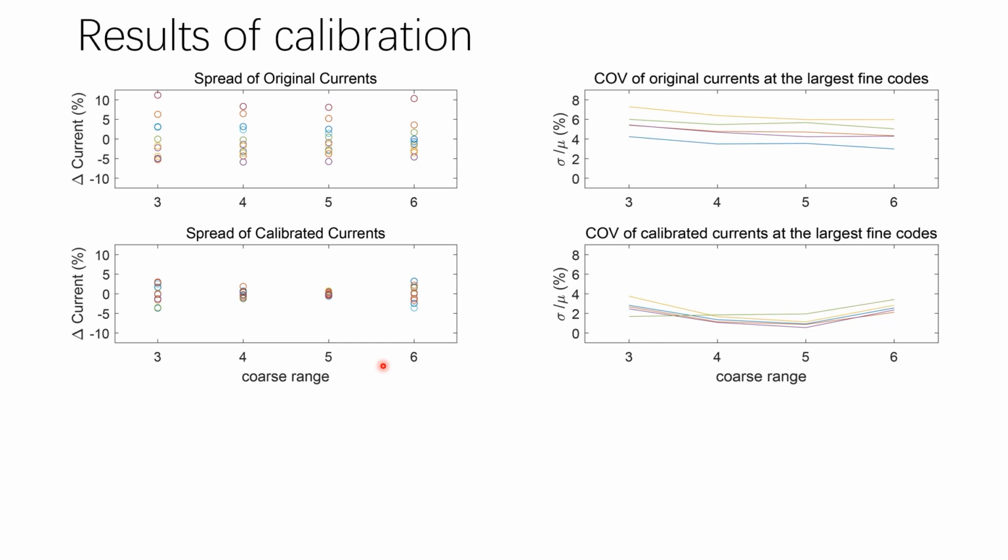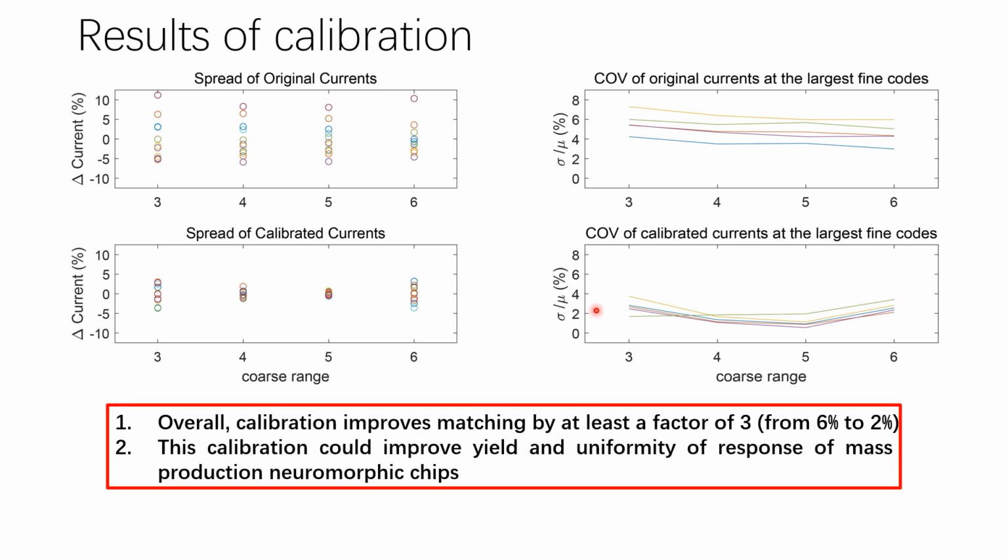We tested this method with more chips, and the effect of calibration for 5 chips is shown here. Pre-calibration current variability of about 6% is reduced to about 2% for every chip. Overall, calibration improves matching by at least a factor of 3. This calibration could improve yield and uniformity of response of mass production neuromorphic chips.